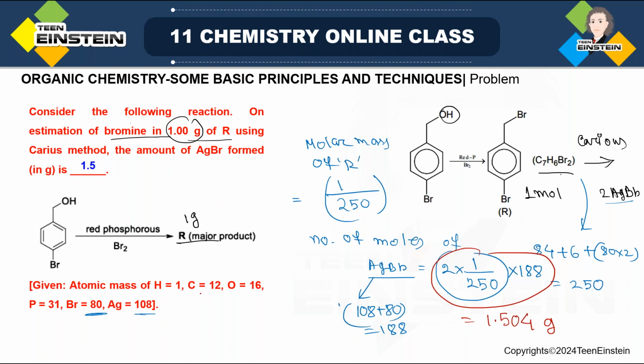And see, here some extra information is there. That is phosphorus atomic mass. Basically, we don't need it, though we are using red phosphorus, but you have to know what is the product formed. Red phosphorus is simply converting OH to Br. So here, not just Carius method, we also have to know some extra information. What is the product R, that is the extra information. But finally, we are using Carius method, and we are getting the answer. Fine. So we'll end the session here. Thank you for listening.